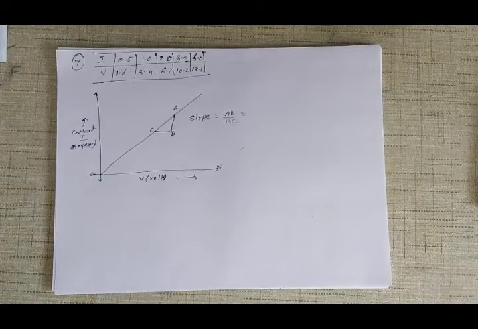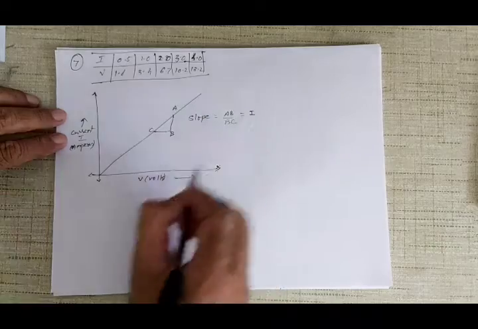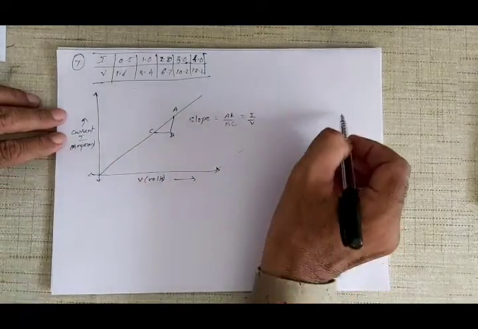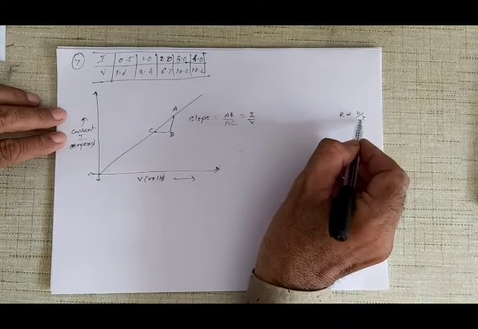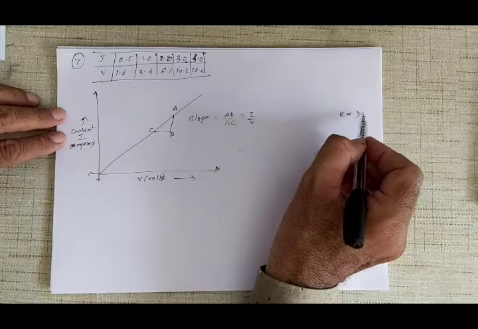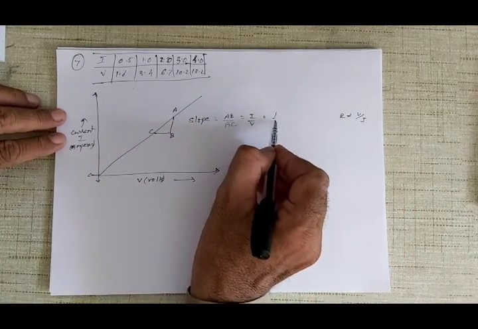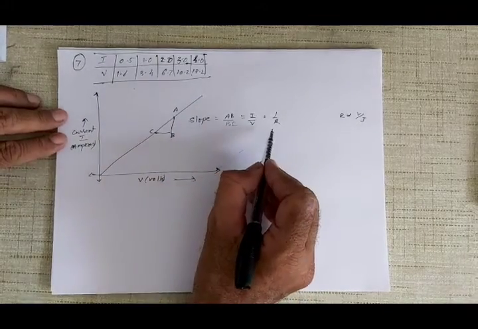AB देखो तो करंट आएगा, that is I. और BC क्या है? वोल्ट है. But we know that R is directly proportional to V upon I. So ये उसका उल्टा हो जाएगा. So this will be equal to 1 upon R. That is the reciprocal of resistance.